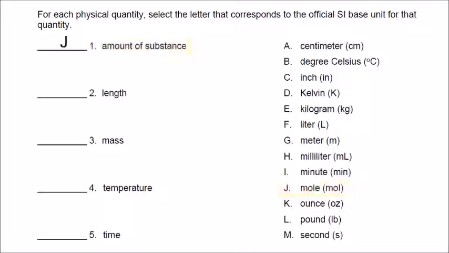So that's J. For length, it is the meter. That's G. For mass, it is the kilogram. That's E. Temperature, Kelvin, D. And then finally, time, the second, M.